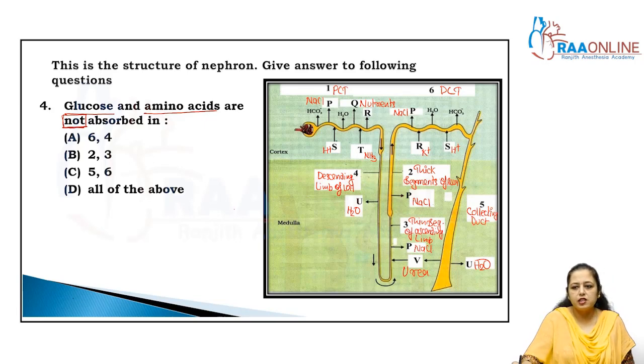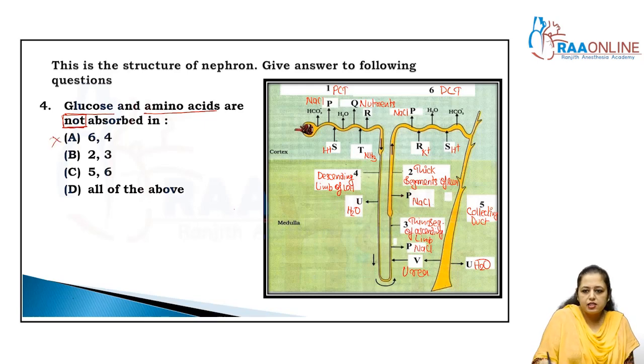See 6 and 4, what is 6? That is DCT, right? And the fourth one is the descending limb of LOH. In 6, that is DCT, here only electrolytes are reabsorbed. So glucose and amino acid reabsorption is not here, right? So that 6th one is cancelled, and 4th also, because it is permeable for water and impermeable for electrolytes, so reabsorption does not occur here either, right? Conditional reabsorption of sodium chloride and water occurs here.